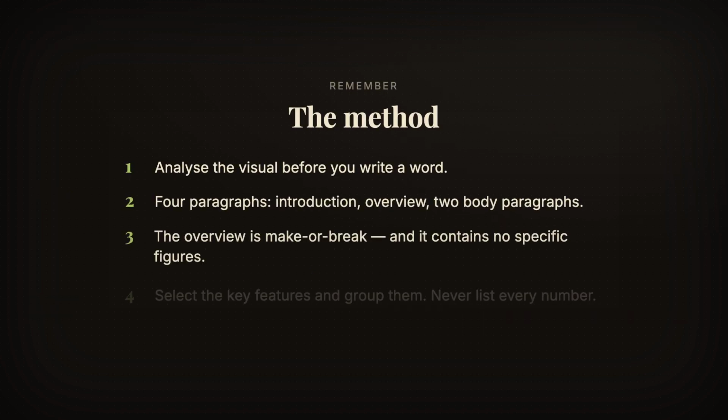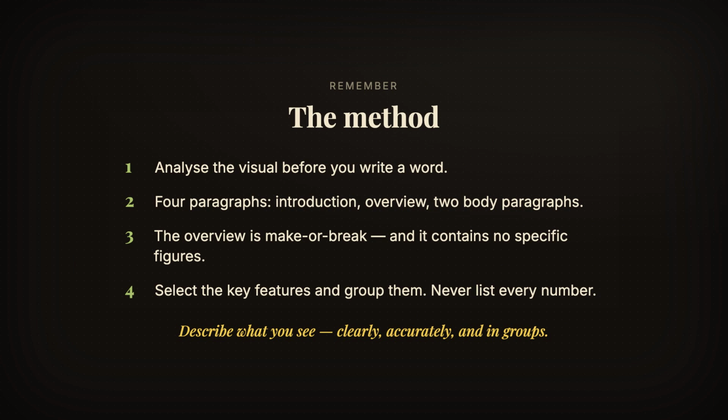So the method for any comparison chart. Analyze first. 4 paragraphs. Put the big shifts in the overview with no figures. And in the body, group by direction. What rose, what fell. And use fractions and comparisons instead of listing every slice. That's how you compare without drowning in numbers.